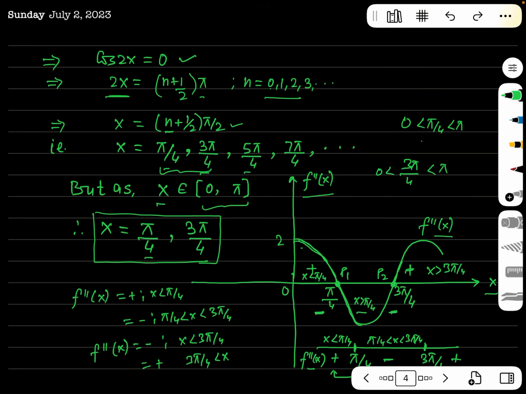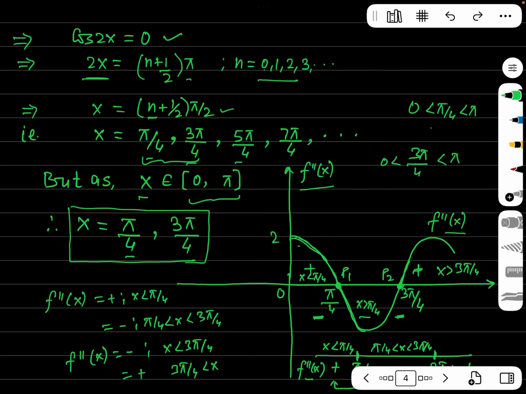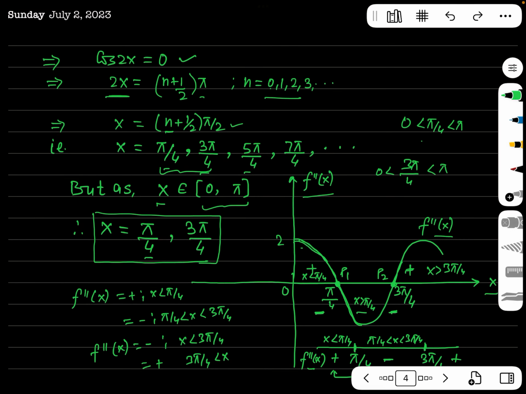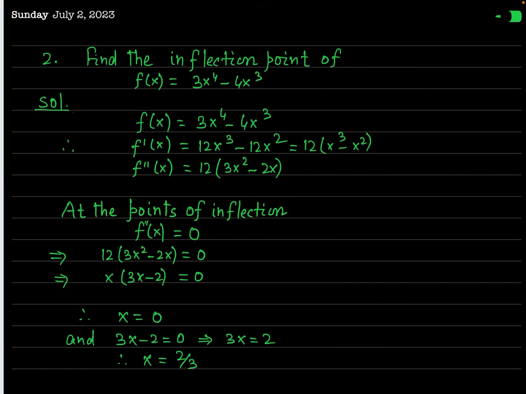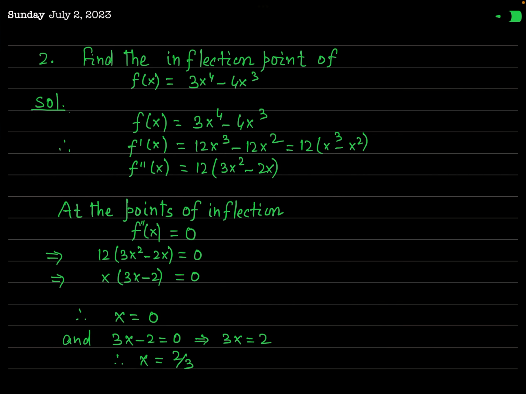So here the shape of the curve will change from concave down to concave up. So I think you have learnt how we decide the value of the inflection point and how the concavity of the curve changes at the point of inflection. Now let us take another example.